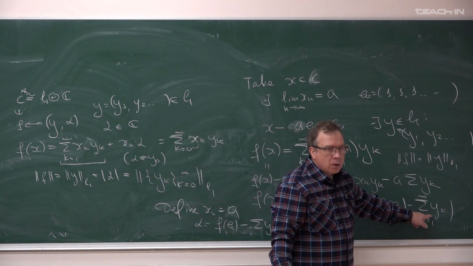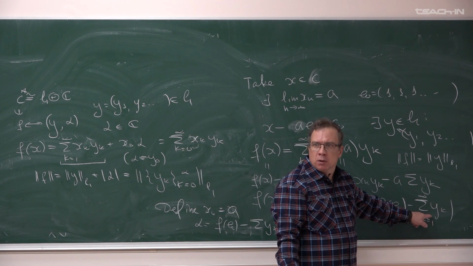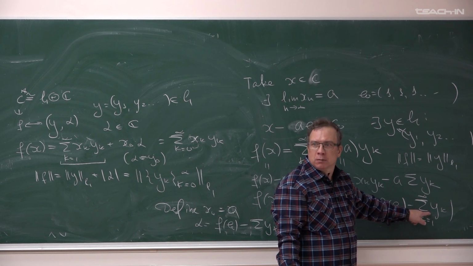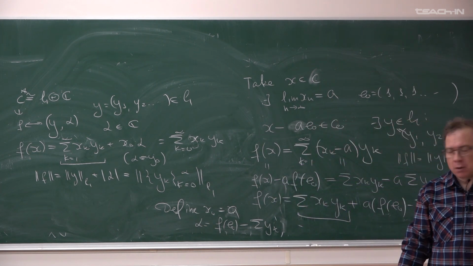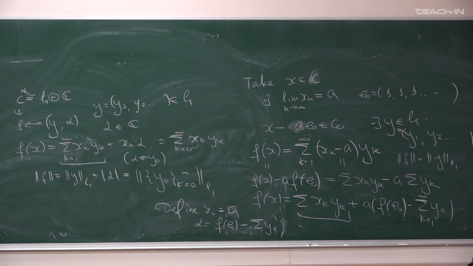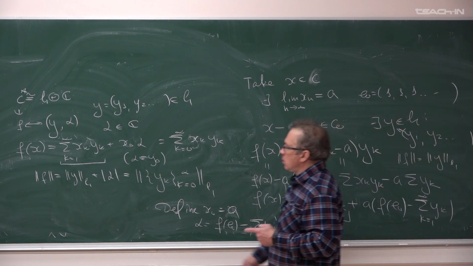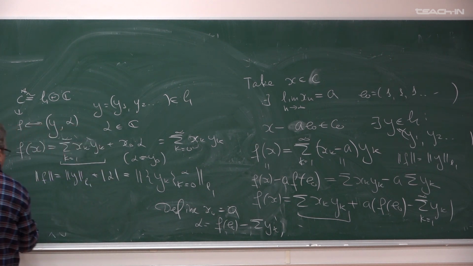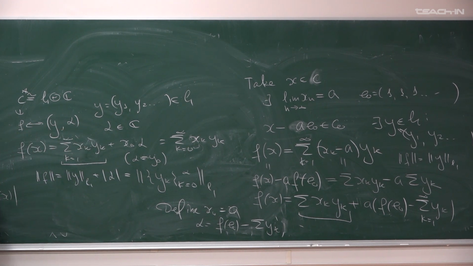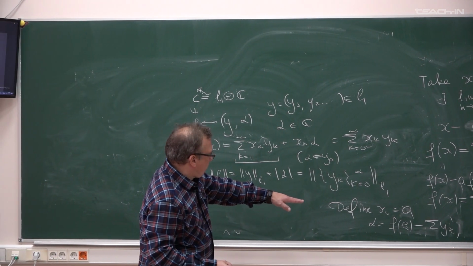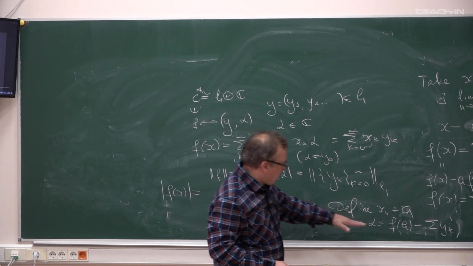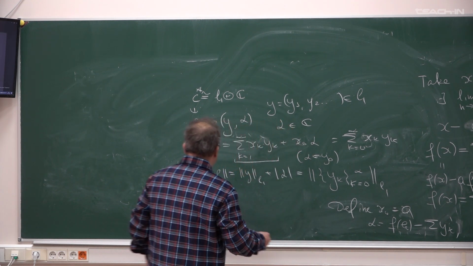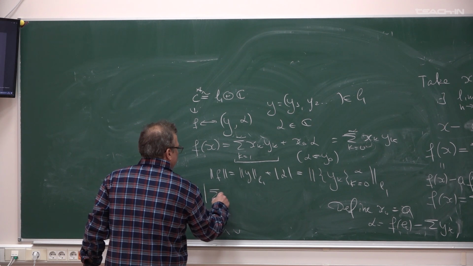Is it clear that this series is convergent? Because the sequence y is from L1, so the sum is finite. So we obtain this description. And is it clear that we have this equality for the norm? Let's check it. F of x, we obtain this description by this definition. So it is this sum.